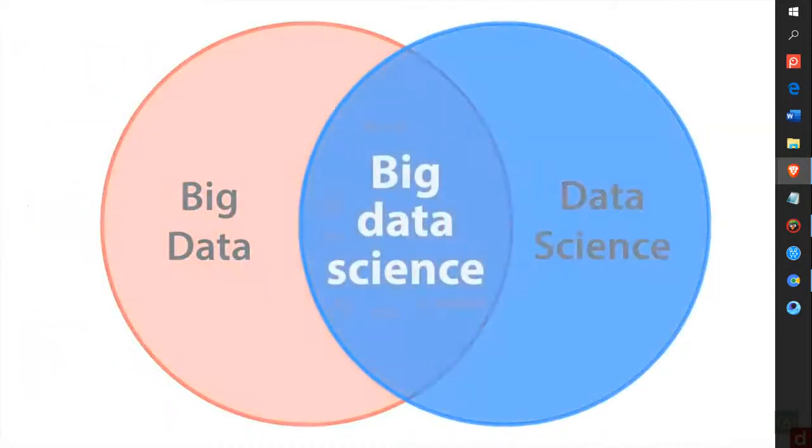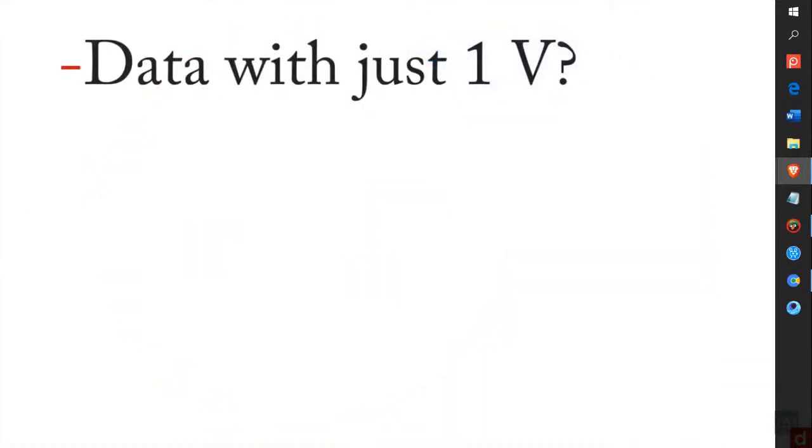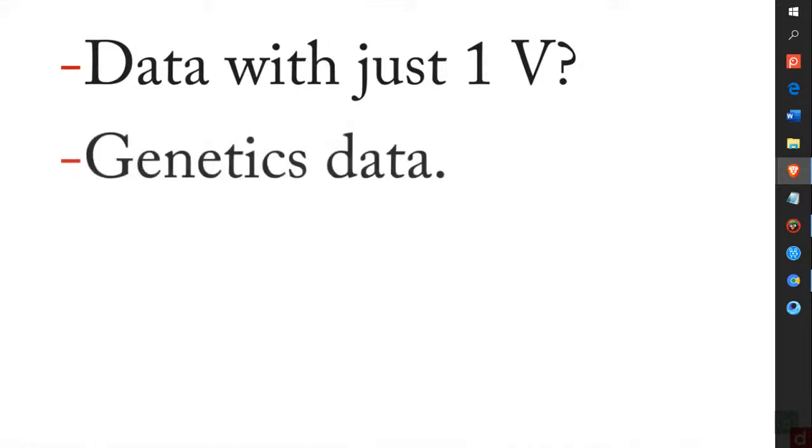That's the right side of this diagram. Well, to make that happen, you're probably talking about data with just one of the three V's from big data. So either volume or velocity or variety, but singly. So, for instance, genetics data, you have a huge amount of data, and it comes in a very set structure, and it tends to come in at once. So you got a lot of volume, and it's a very challenging thing to work with.